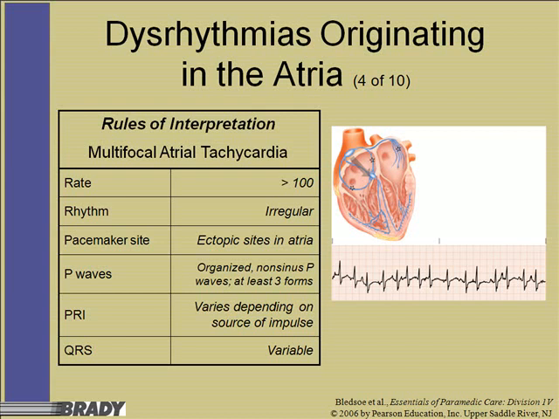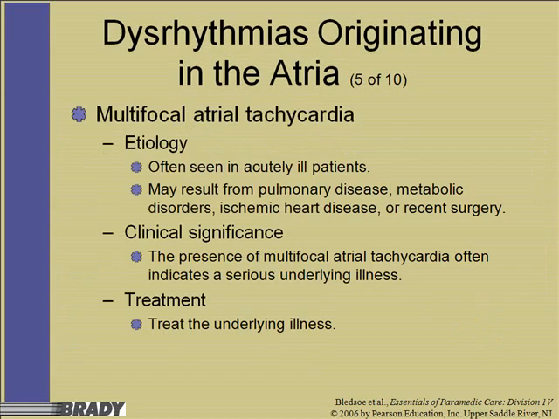The PRI is going to vary depending on the source of the impulse, so the distance, your PRI for instance, this impulse up here in the left atria, if that's where the impulse is originating, is going to be a little longer than the one that's going to be closer to the AV junction. So that's why you're going to have a difference there. And the QRS could be variable. It just depends on what conducts down to the ventricles.